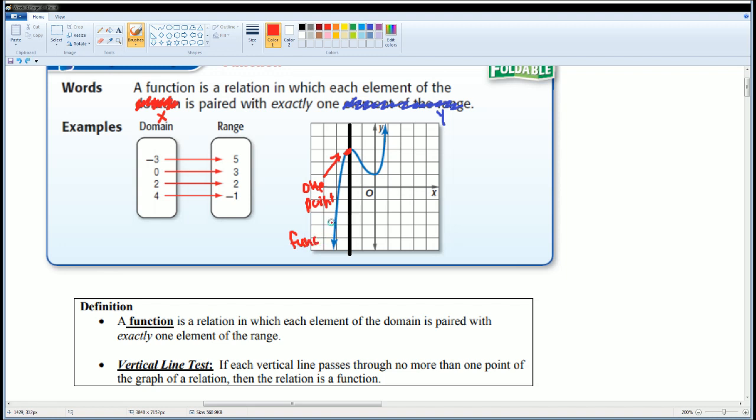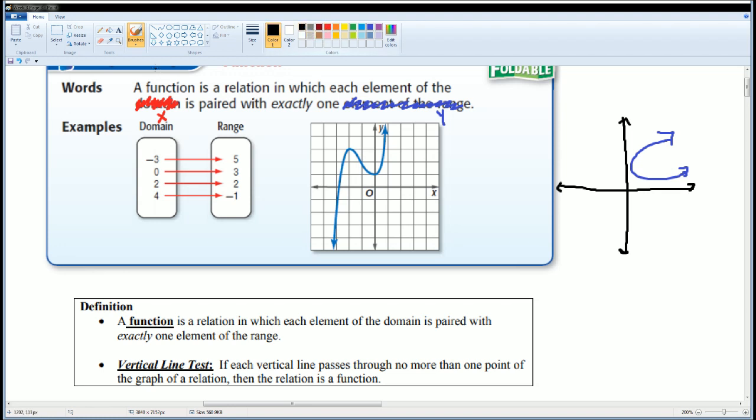But if it passes through multiple points, let me show you how that one would look. How about we have something like this? And the graph looks something like this. If we draw the vertical line down straight, I would like you to notice that it will actually intersect. Here is your 1 point. Here is your second point. The fact that it's 2 points means this is not a function. That's how you can tell which one is a function and which is not a function.